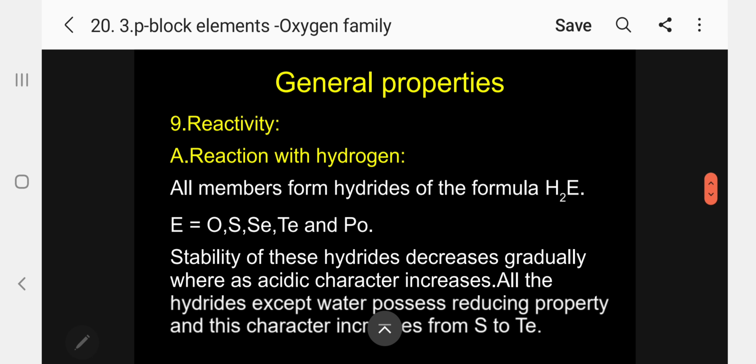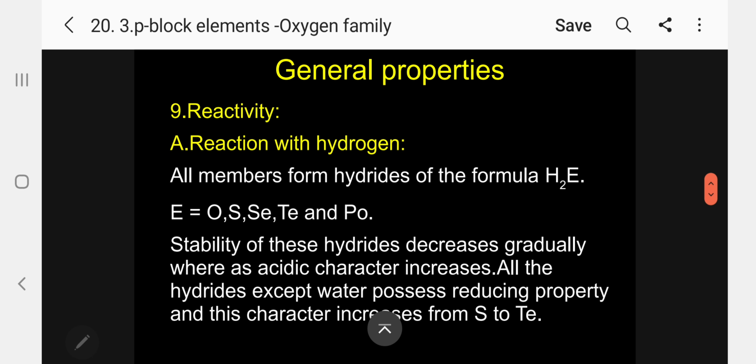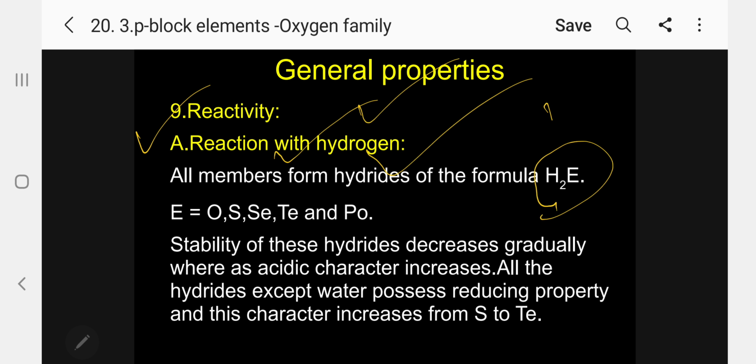The next, coming for reactivity, this is the most important. Reaction with hydrogen. So, reaction of the family members, oxygen, sulfur, selenium, tellurium, polonium. With hydrogen, all members form hydrides of formula H2E. E stands for these family members, E equal to oxygen, sulfur, selenium, tellurium and polonium.